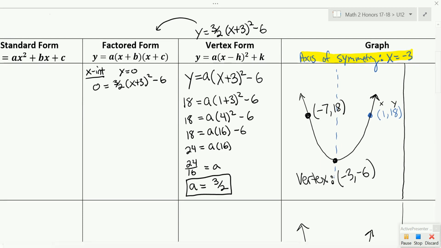What would you do first? Add 6 to both sides. Actually, leave it. Don't get rid of the x plus 3 squared. We like it like that, and I'll show you why. It's very helpful to keep it like that. So I'm going to add 6 to both sides.